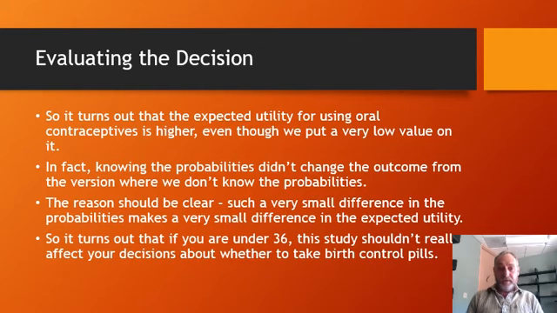It just makes a very small difference in the expected utility. So turns out if you're under 36, that study shouldn't really affect your decision at all about whether to take pills. Right? And again, going back to when my wife was pregnant, we looked at data, and there's a useful book that went through that. And it turned out that not eating sushi for 9 months just isn't worth it, right, choosing to abstain from a glass of wine, right, or a sushi dinner.